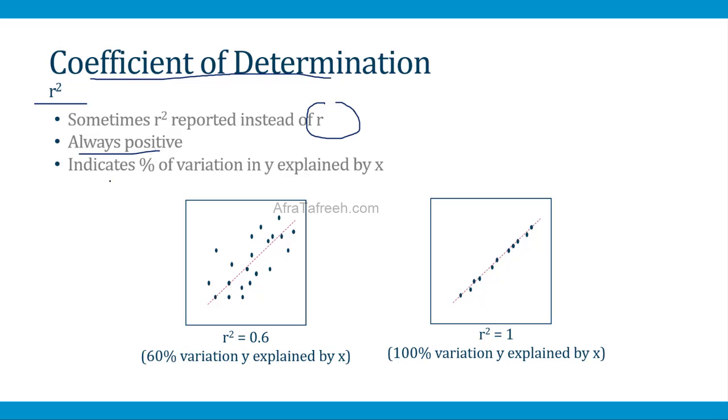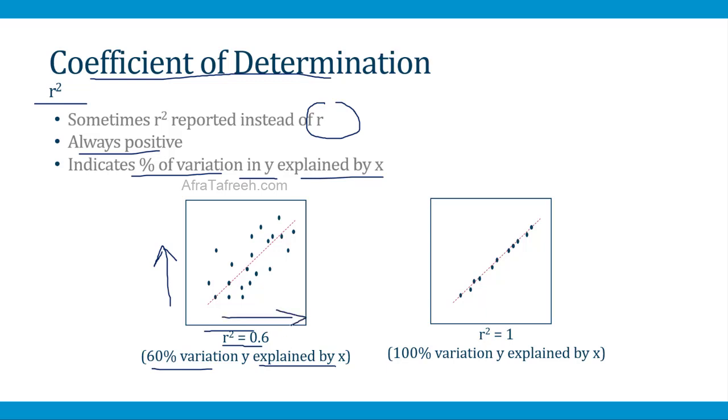And the reason study authors like to report the R squared is because it represents the percent of variation in the Y variable that's explained by the X variable. If you look at this data set on the bottom left side of the screen here, the R squared value is 0.6. What that means is that 60% of the variation in the Y variable here is explained by variability in the X variable shown here.